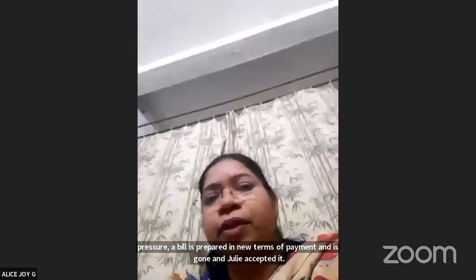Understood? Suppose the drawee is not in a position to pay the amount on the due date, this drawee will approach the drawer and request the drawer to extend the due date. This extension of time we call a renewal of the bill. If the drawer agrees, the old bill is cancelled and a fresh bill is prepared on new terms of payment, drawn, duly accepted and delivered. That we call renewal of the bill.